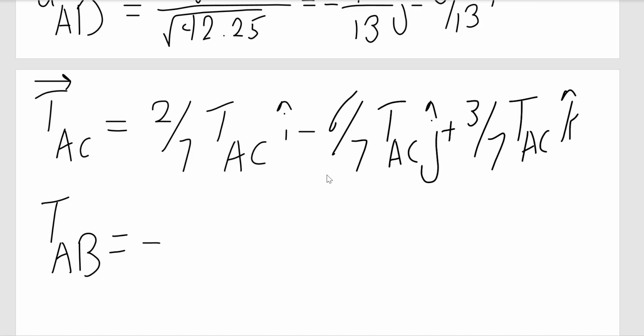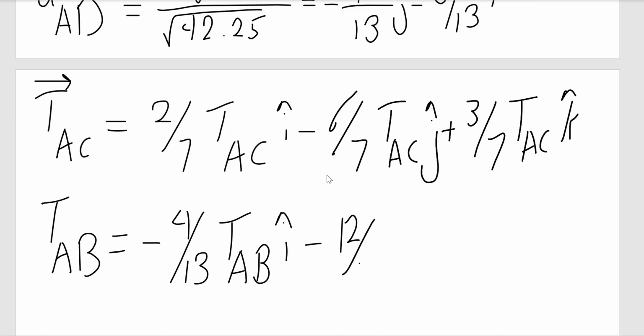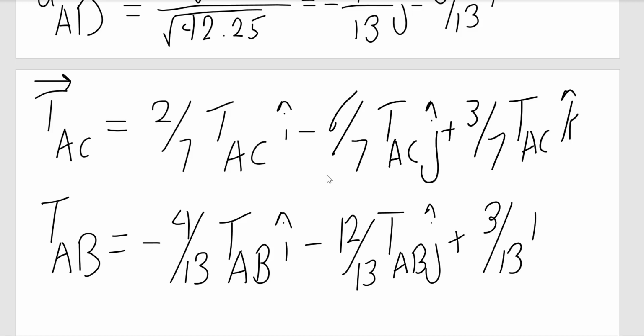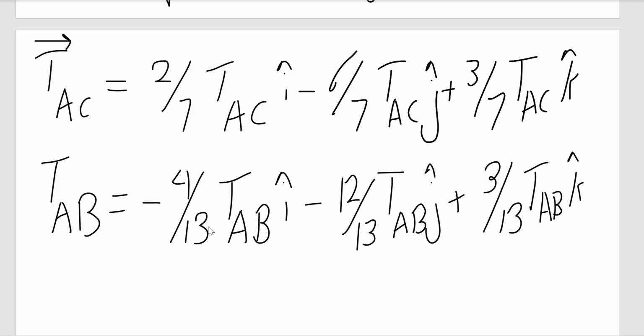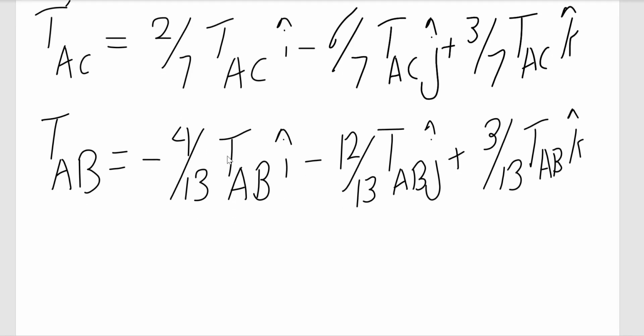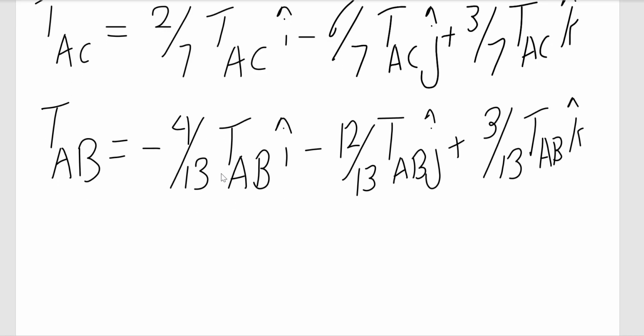TAB would be negative 4 over 13 TAB i, negative 12 over 13 TAB j, and plus 3 over 13 TAB k. Writing in Cartesian form is advantageous because each component of the Cartesian form is a scalar, so I can simply add or subtract them together.